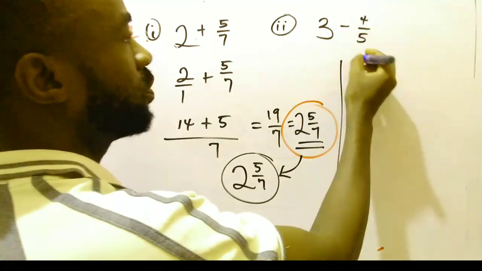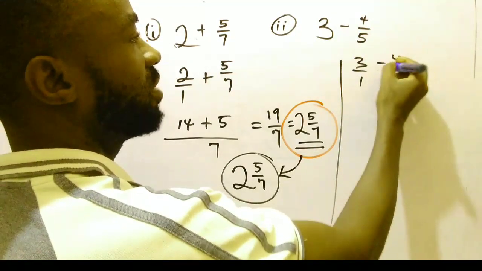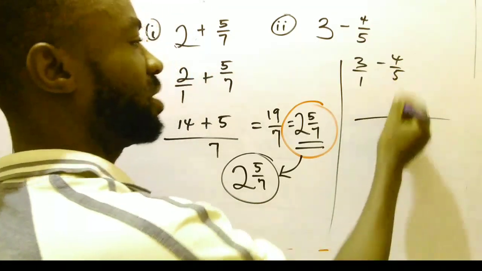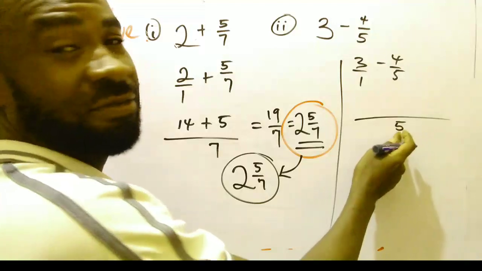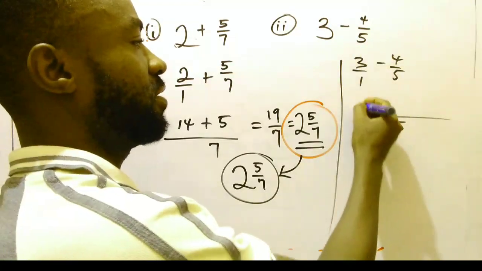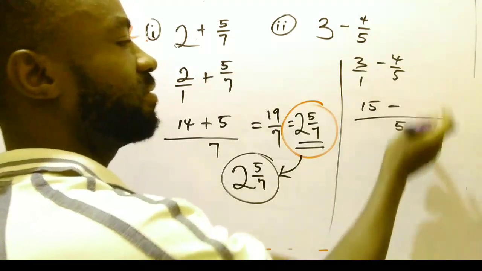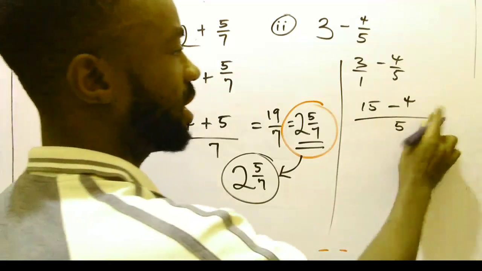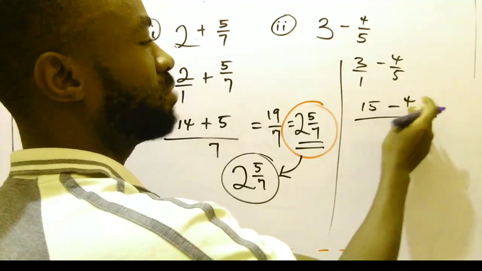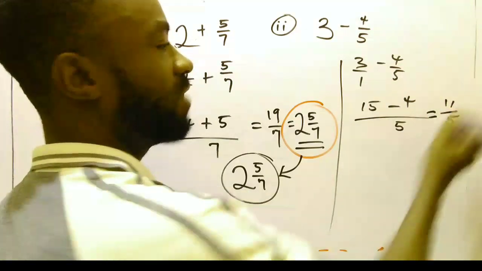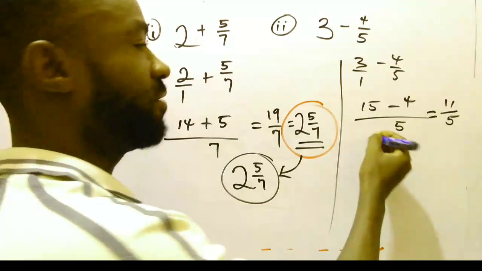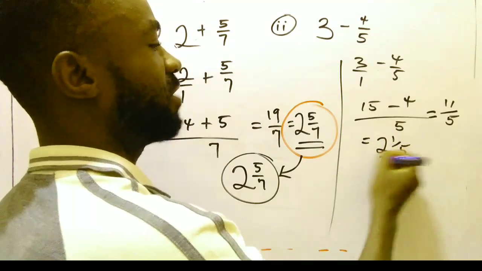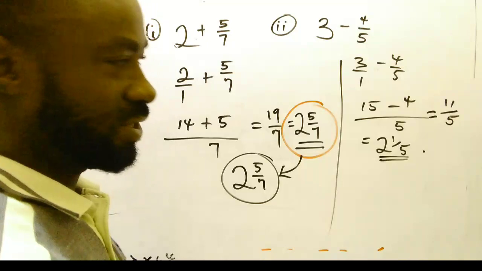So we put this over 1, and then we have 4 over 5. We find the LCM. The LCM of 1 and 5 is 5. 1 divided by 5 is 5. 5 times 3, 15. 5 divided by 5 is 1. 1 times 4 is 4. So our answer is 15 minus 4, 11 over 5. And 11 over 5 is the same thing as 2 whole number 1 over 5. So this is our solution.